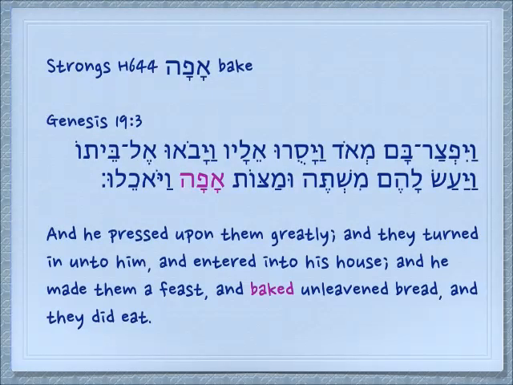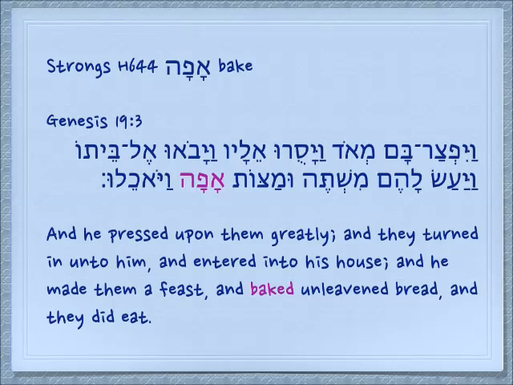When we come to the aleph form, the verb afa means to bake, and it only appears in this one homonym that we saw at the beginning of the presentation. We have the Megillah Afa, that is the flying roll, from the story of Lot when the angels came and he pressed upon them greatly, and they turned in unto him and entered into his house, and he made them a feast and baked unleavened bread, and they did eat.